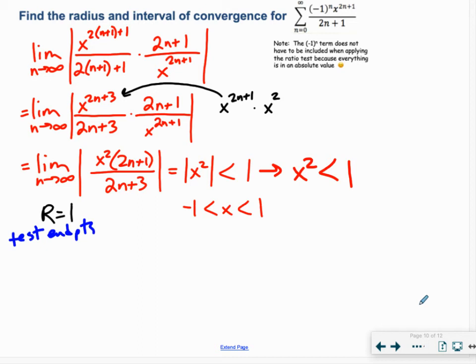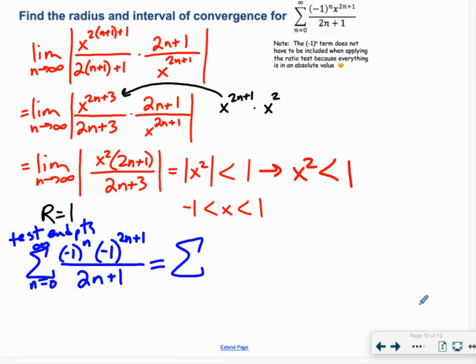All right, so our sum is from n equals 0 to infinity. Our first endpoint is -1. So you get (-1)^n times (-1)^(2n+1) over 2n+1. So if we clean up our negatives, you get (-1)^(3n+1) over 2n+1.